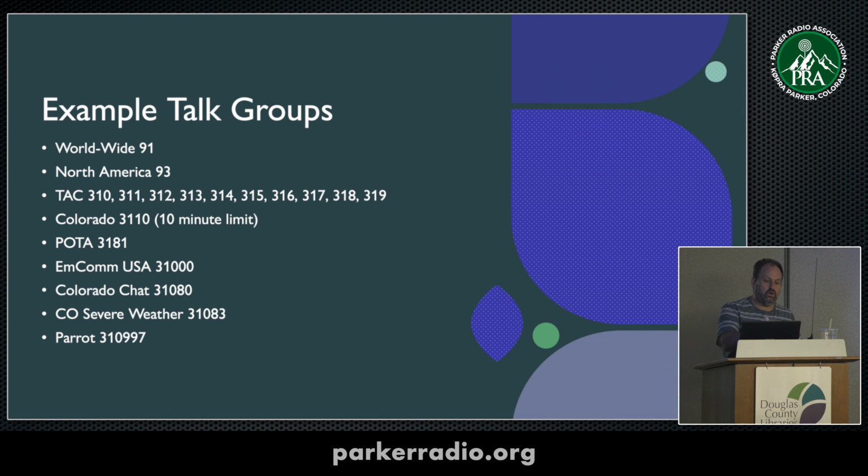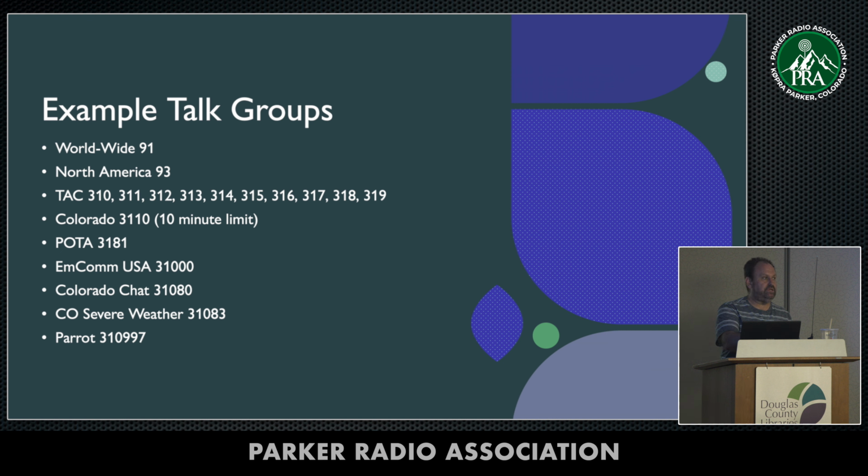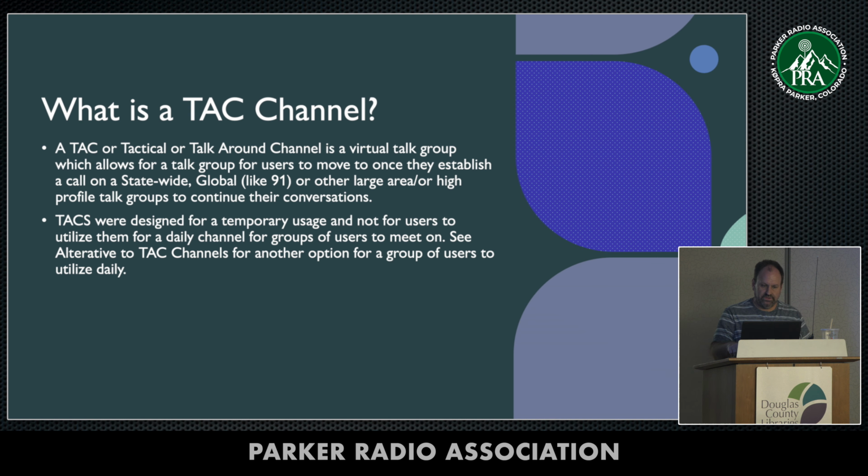So some real common ones, worldwide is 91, all of North America is 93, Colorado is 3110. There's a talk group for POTA on 3181. There's a USA-wide emergency communication channel that's on 31000. There's a Colorado chat on 31080. There's one specifically for severe weather in Colorado on 31083. And I've also listed Parrot here, and there's 2 ways we can connect to Parrot, which we'll mention in a moment. There's also, you'll see listed here, a bunch of channels they call TAC.